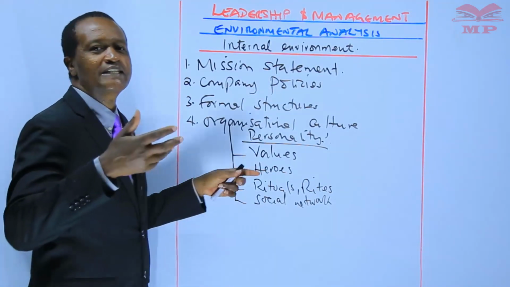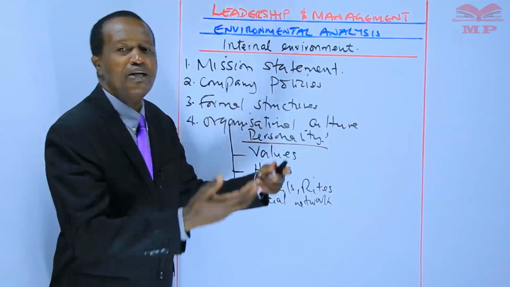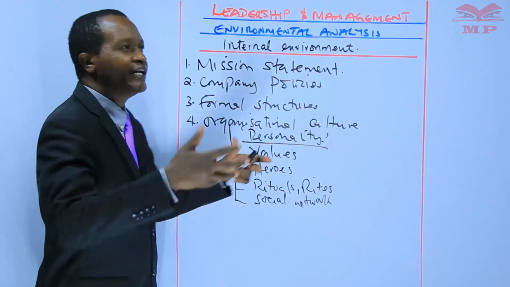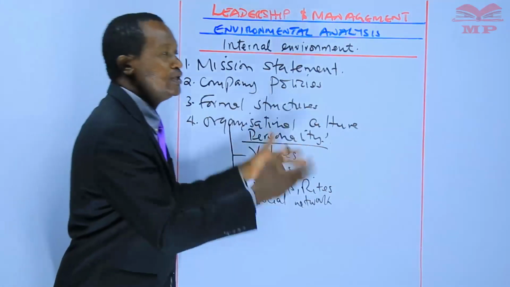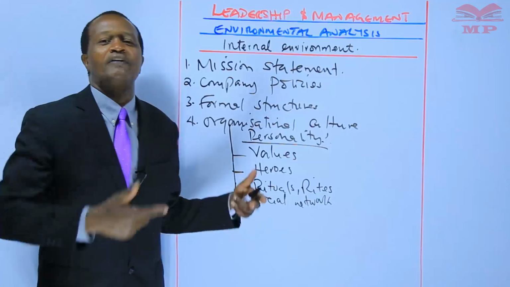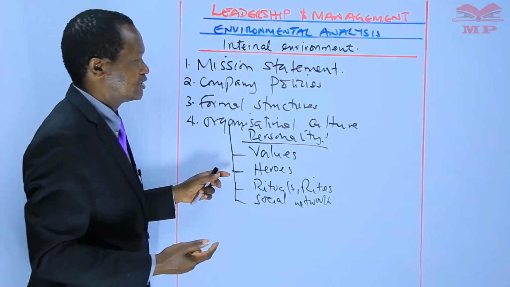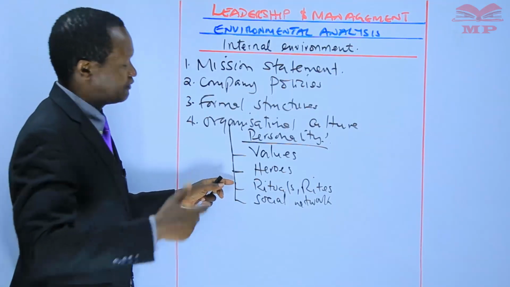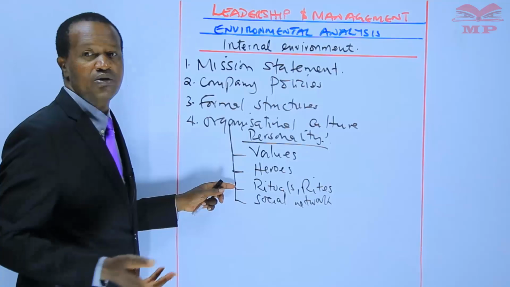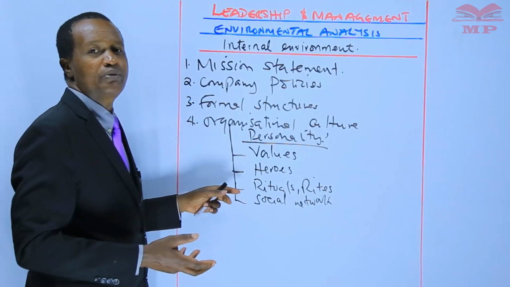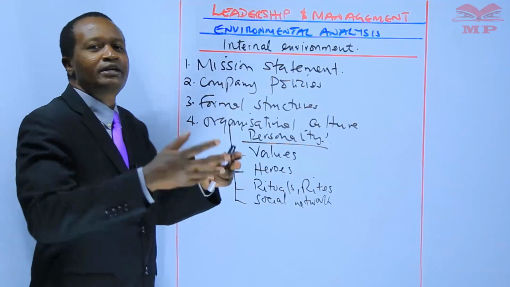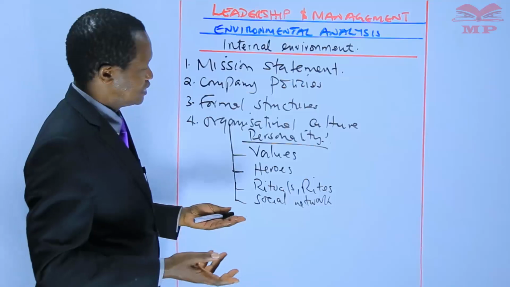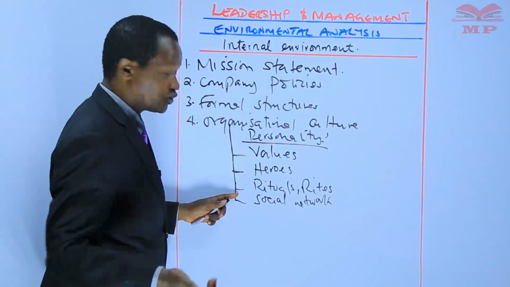Then heroes and heroines also form part of organizational culture. A hero is an exemplary person who reflects the image, the attitudes, or the values of an organization. A hero is a role model to employees. A hero is sometimes, candidates, the founder of an organization, but it may not necessarily be the founder. It could just be a normal employee who could be a hero. It can be any worker within the organization.